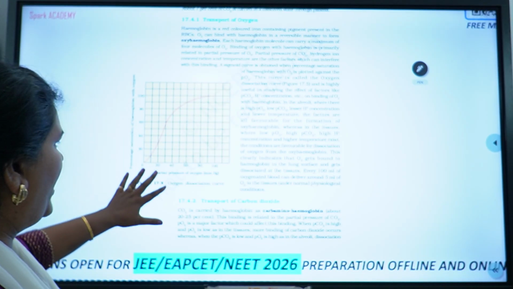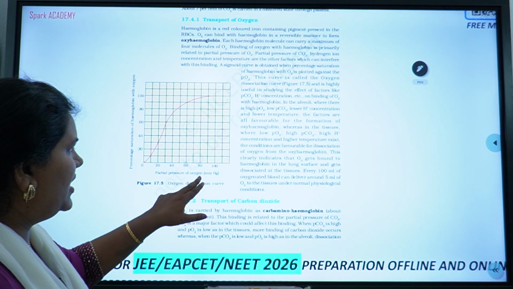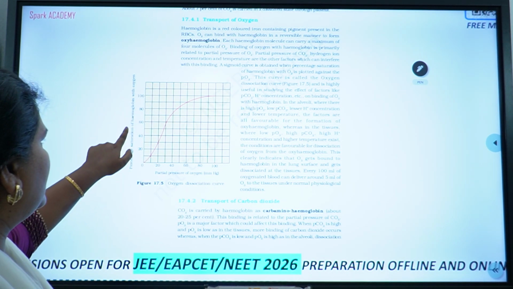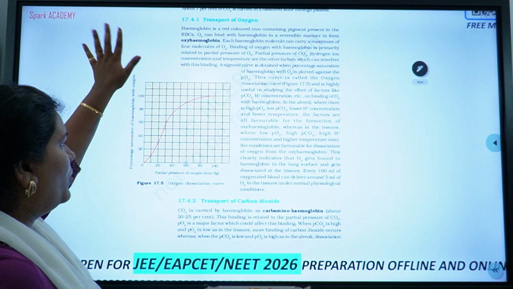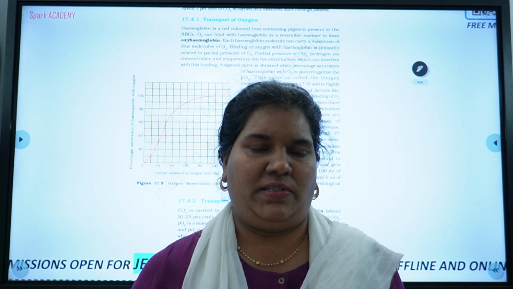If you see, there are two parameters taken here. On the x-axis, there is partial pressure of oxygen, measured in mm of Hg. On the y-axis, we have taken percentage saturation of hemoglobin with oxygen. Before we learn the curve, let's know the terms.